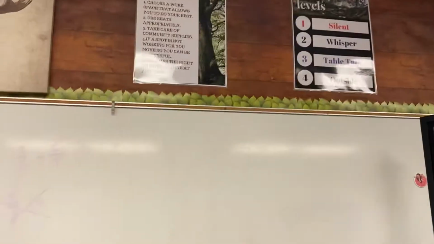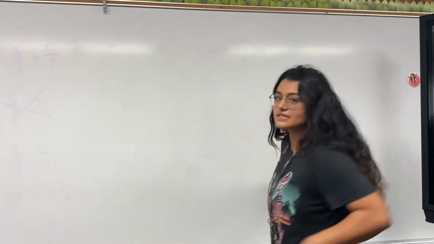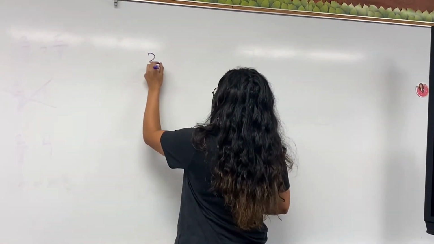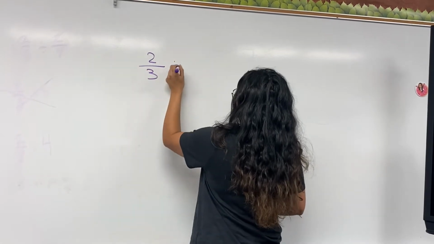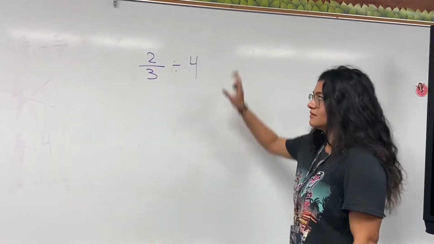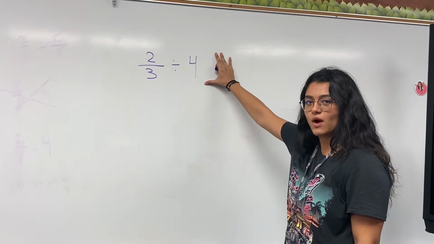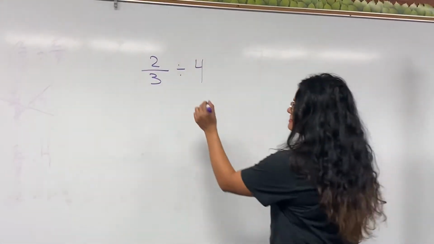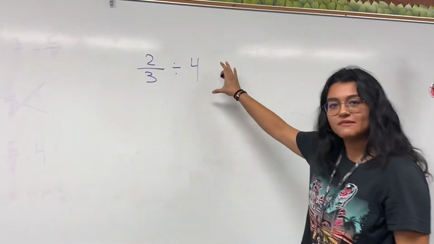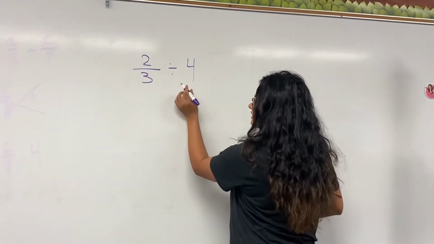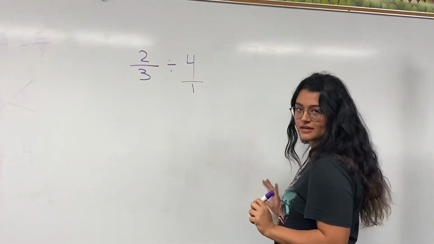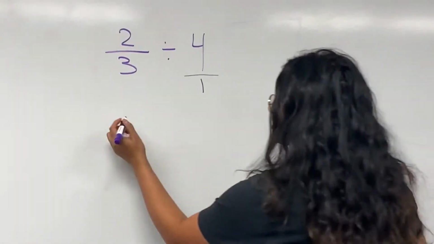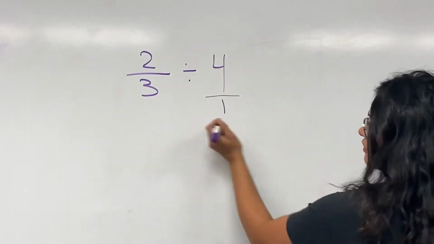Okay, so let's say you come across a problem where it's 2/3 divided by 4. It's a whole number. What do we do? Don't worry, it's easy. So we know that when we have a whole number, that whole number is over 1, right? 4 over 1 is the same thing as 4. So there's our fraction. We have 2/3 divided by 4 over 1.